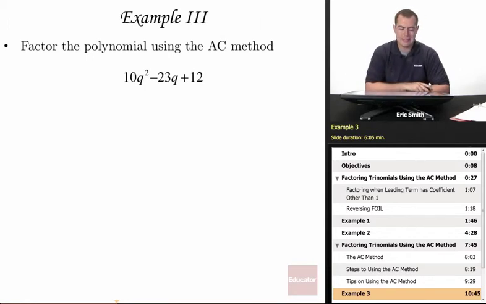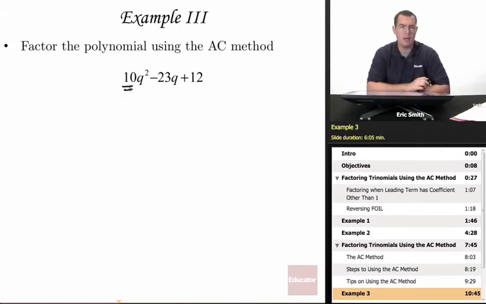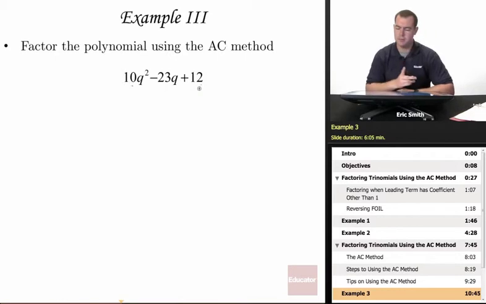We want to factor 10q squared minus 23q plus 12. This is a good example of one that you'd want to use the AC method on. Because if you really tried to factor it directly, you would have lots of possibilities for the first term, like 1 and 10 and 2 and 5, and lots of possibilities for the second term, 1 and 12, 2 and 6, 3 and 4, and of course all of those reversed. So let's tackle this using the AC method.